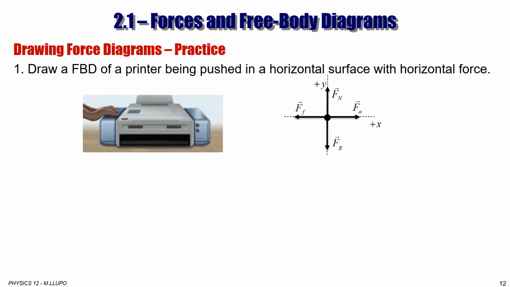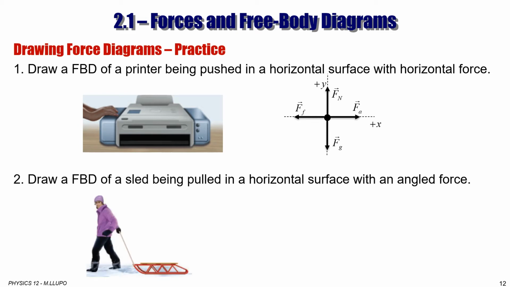If the printer is said to be moving, then the force of friction is going to be the kinetic force of friction, so it has to be labeled Fk. If the printer is not moving and it is mentioned that it is not moving, then you can label the force of friction as Fs, for static force of friction.